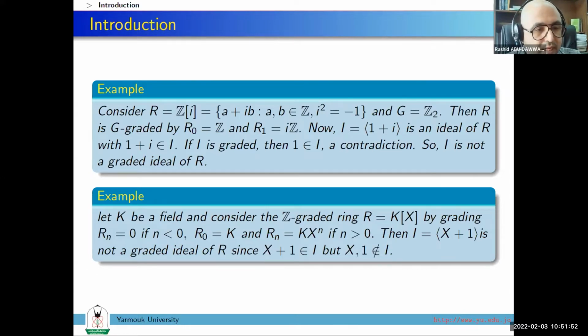Again, if you look at the ideal generated by x plus 1, this is an ideal inside R, but it is not graded, because the element x plus 1 is inside I, and if I is graded, all the components of this element should be inside I. But x is a component living in R_1, so it should be in I, and this is not true. Again, 1 is a component living inside R_0, so it should be inside I if I is graded, and this is not true. So these two examples show that not every ideal inside a graded ring is a graded ideal, and this gives importance to our work.